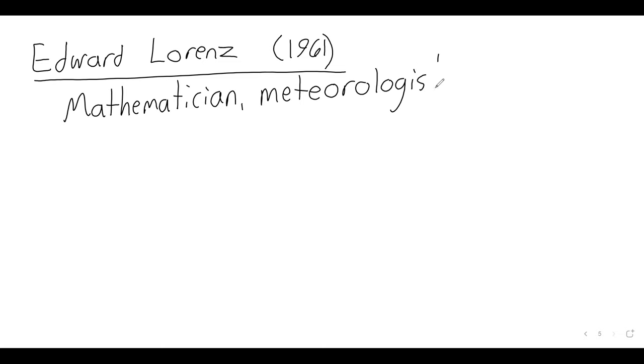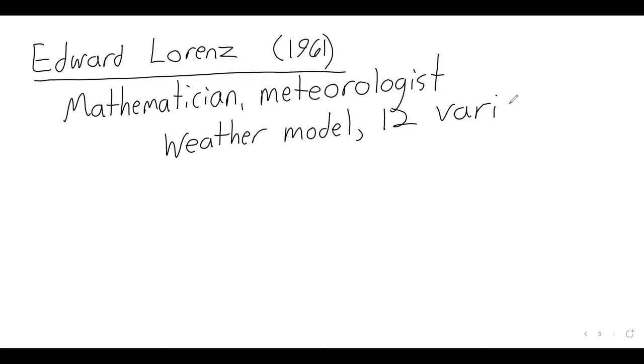And he was a meteorologist. He wanted to try to predict the weather. And he was looking at a weather model, which included 12 variables. So, of course, this weather model wasn't really functional, but the hope was that they would refine it and they would make it better and they would be able to look at things like current temperature and current wind speed and all of that stuff and predict the weather in the future.